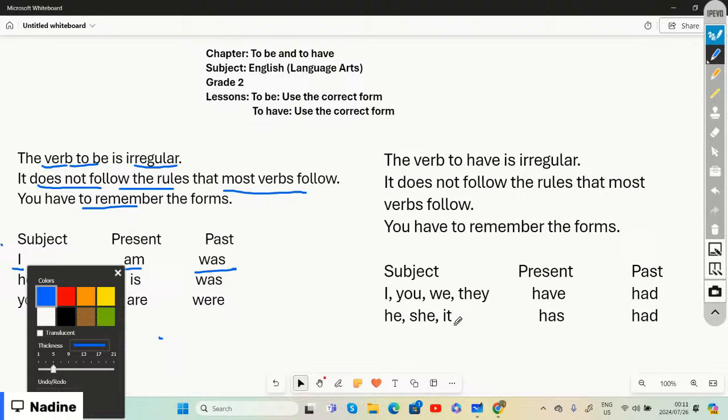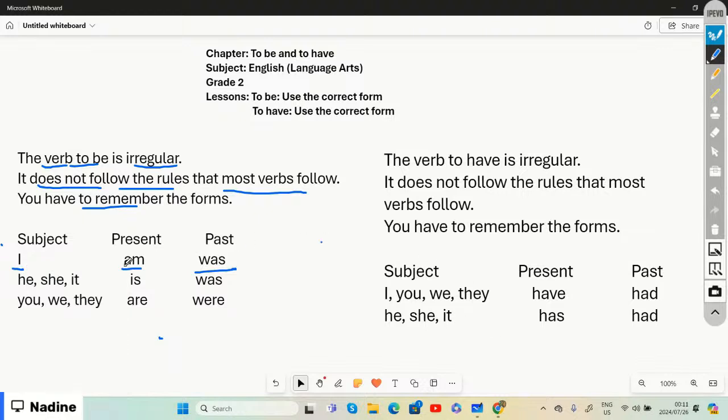So now, if we also look at, for example, I am washing the dishes, but now in the past tense, I can say I was washing the dishes.